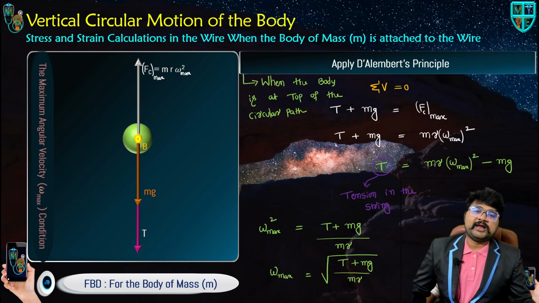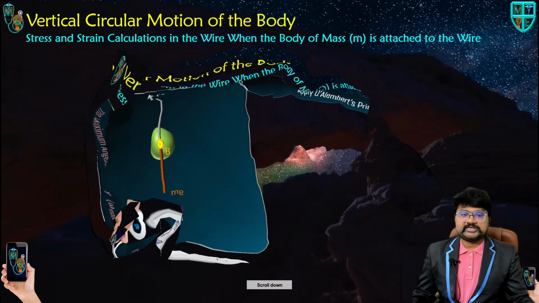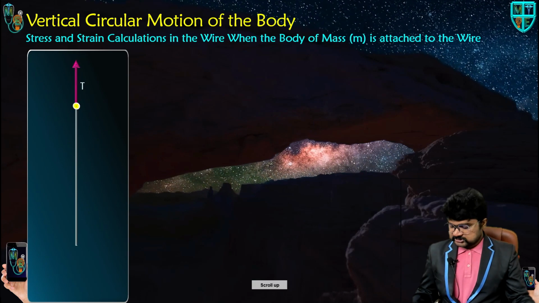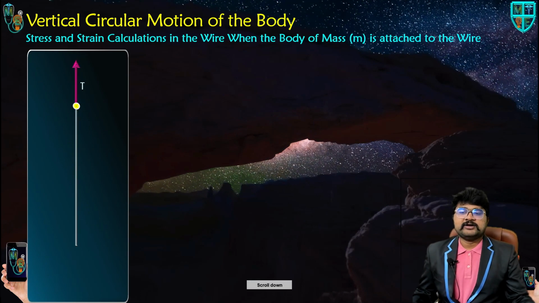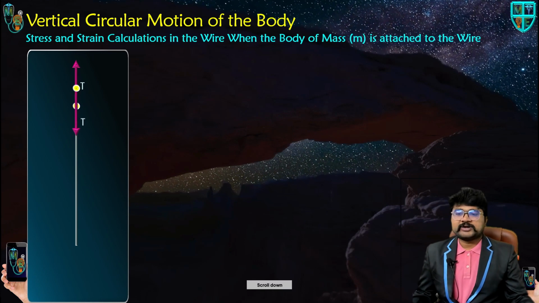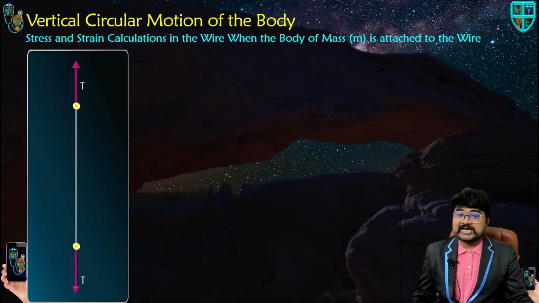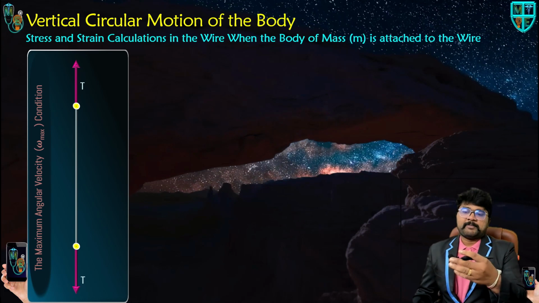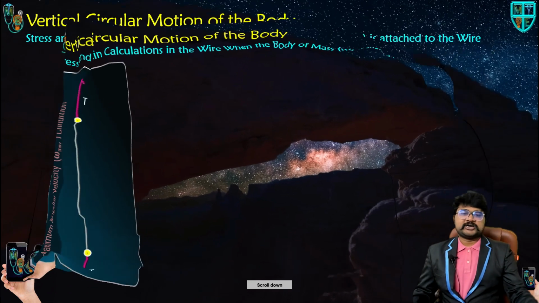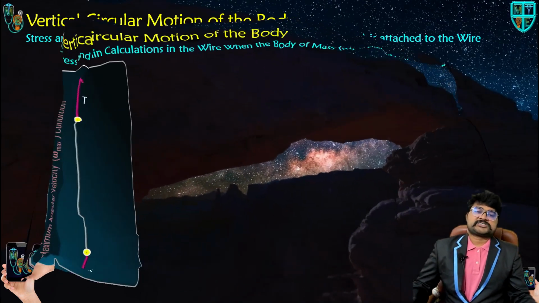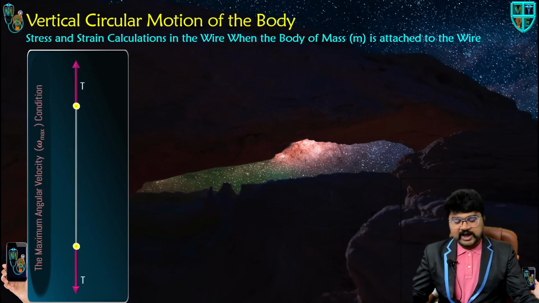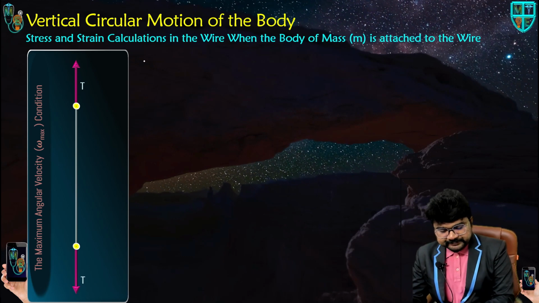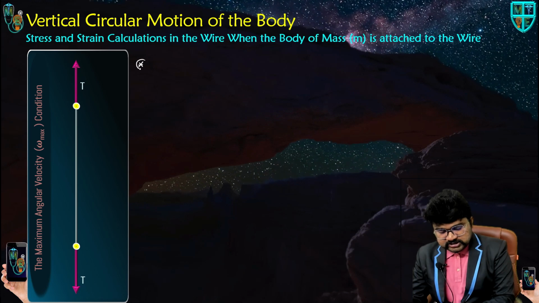Now we need to do stress strain calculations. This is the tension in the string. Tension in the string means it is a tensile force. Tensile stresses are induced in the wire. At the maximum angular velocity condition, here we need to work on the stress strain calculations in the wire. So what are the stress strain calculations? Tell me. Stress induced in the wire.